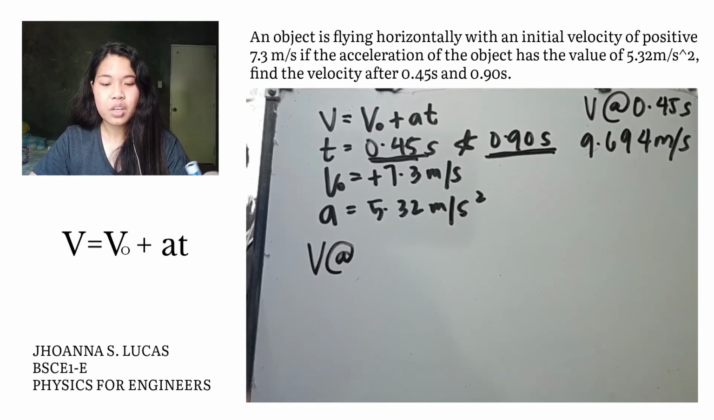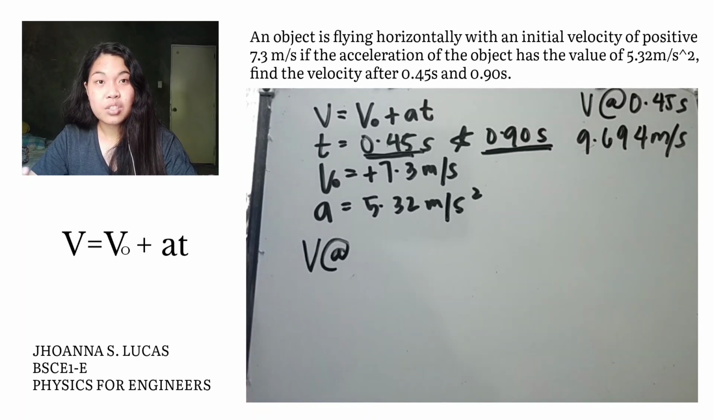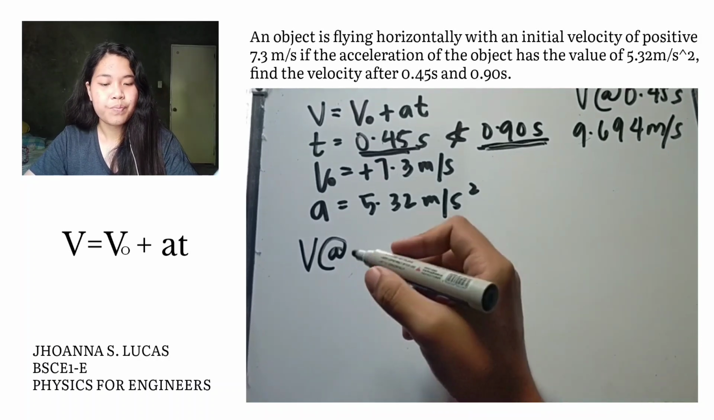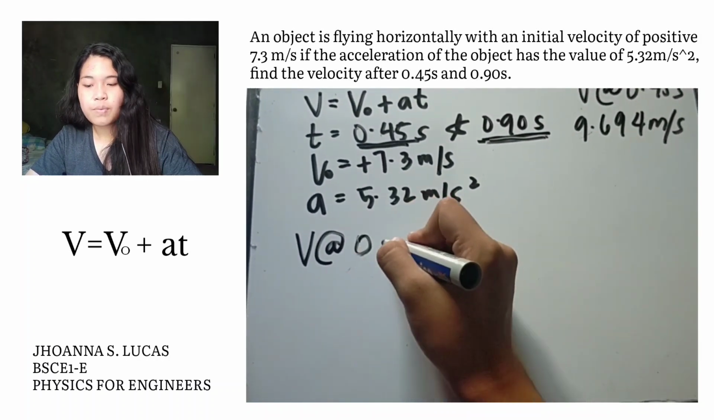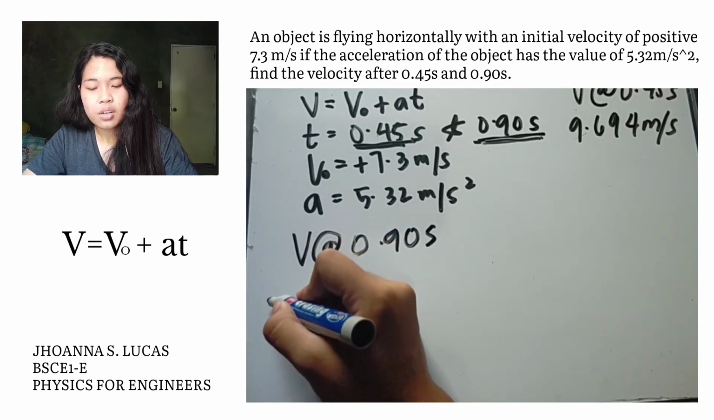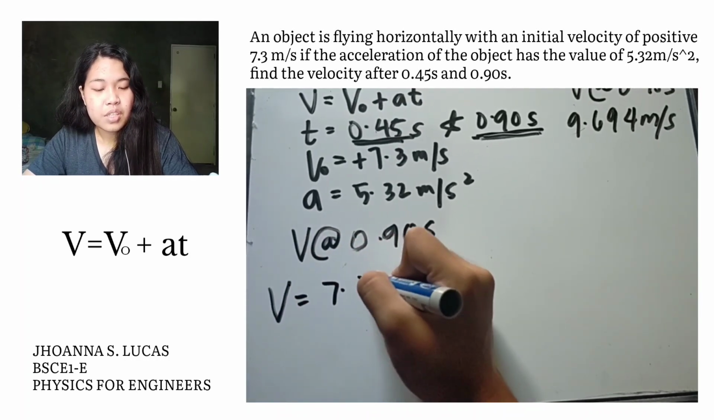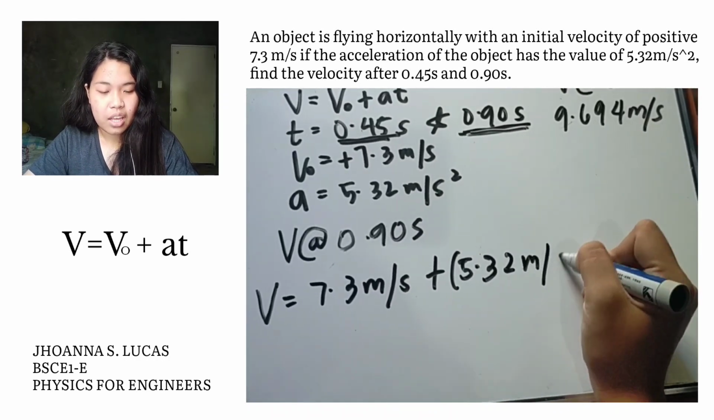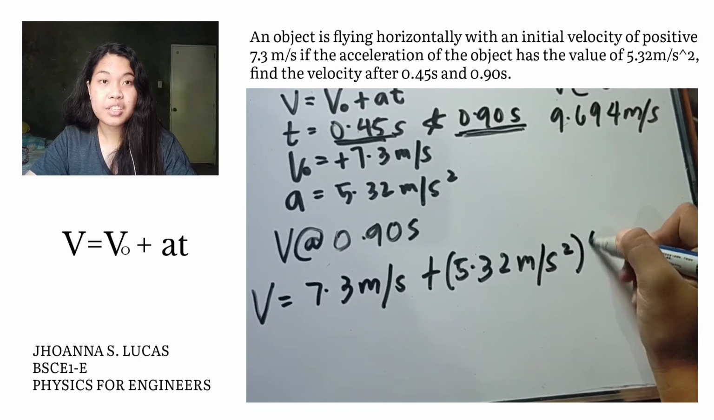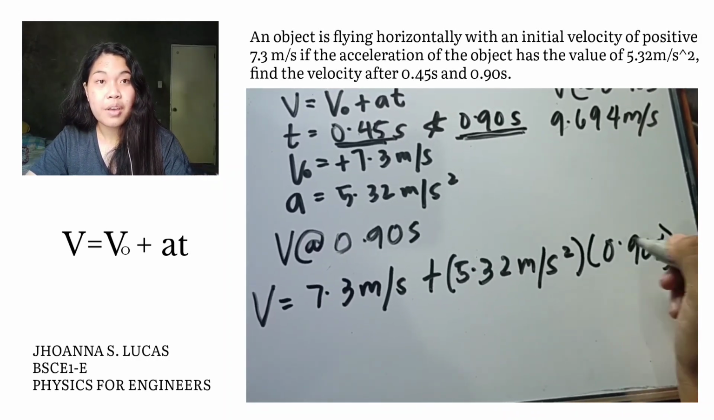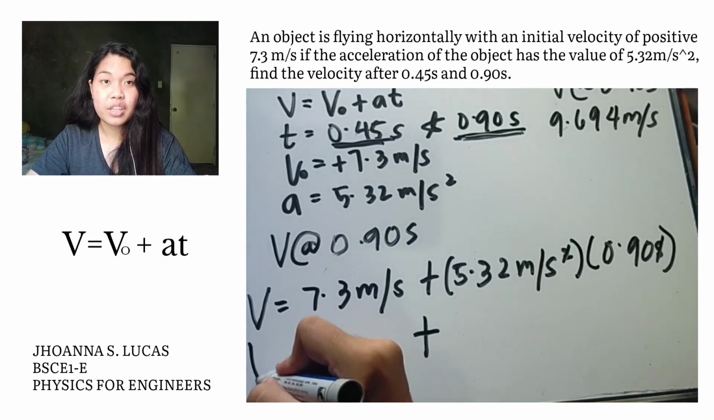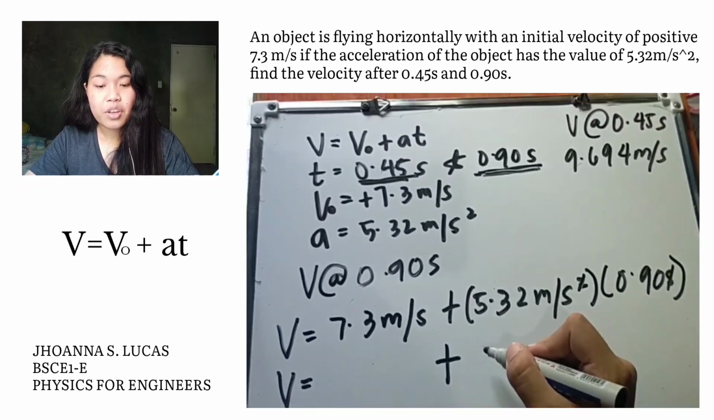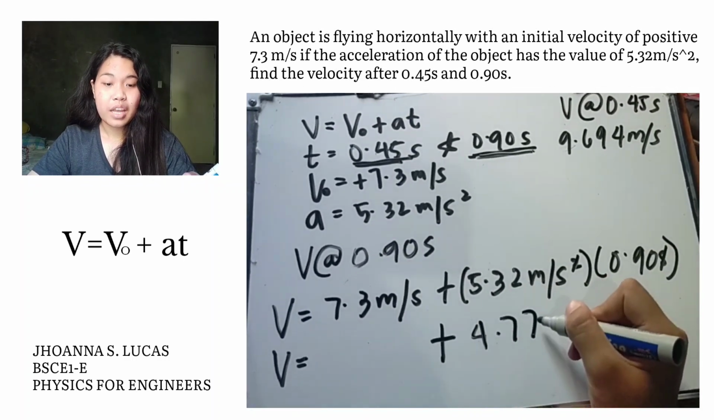In the second computation, we will just do what we did in the first computation, but we will use the 0.90 second as our time in finding the velocity. So, substitute the given values like what we've done in the first one. So, 7.3 meters per second plus 5.3 meters per second squared times 0.90 seconds. So, cancel the seconds and multiply 5.3 meters per second squared times 0.90 seconds. And it is equal to 4.77 meters per second.